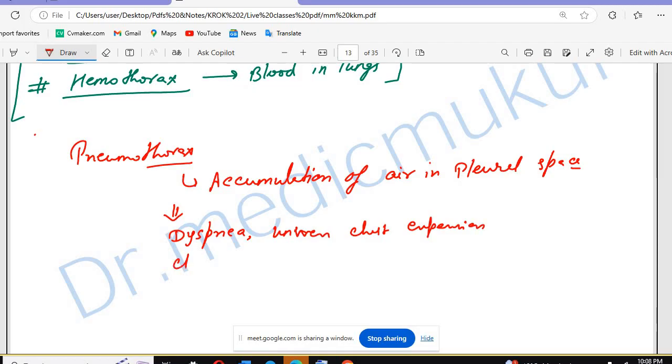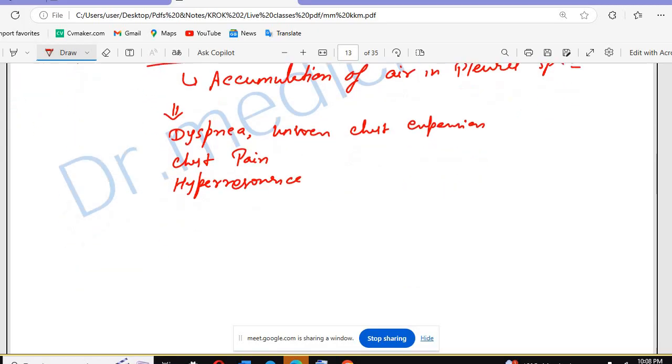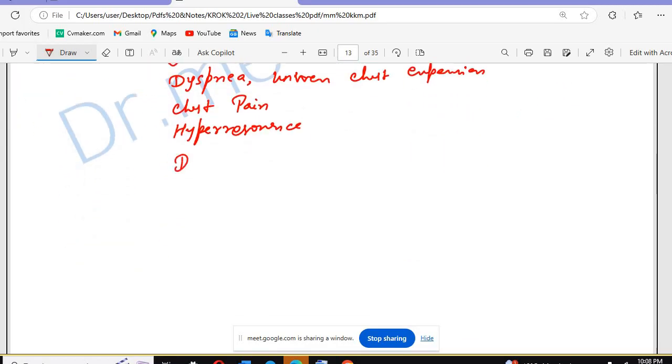The patient will have chest pain. Hyperresonance. Hyperresonance means more blackish on percussion. That we call hyperresonance. Then there will be diminished breath sound, because of the air, it will give diminished breath sound.